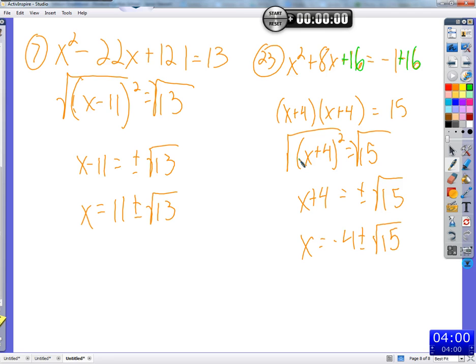And why is that good? Why is it good to have a perfect square? You can take the square root. Okay. We're completing the square. We're finding this ideal number so that our factors are identical. If our factors are identical, we can write it as squared, and we can take the square root.